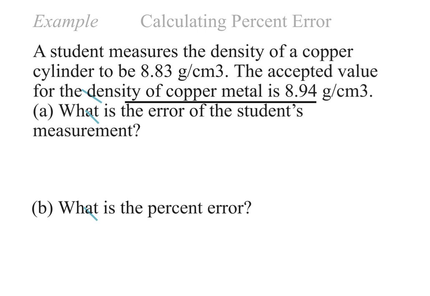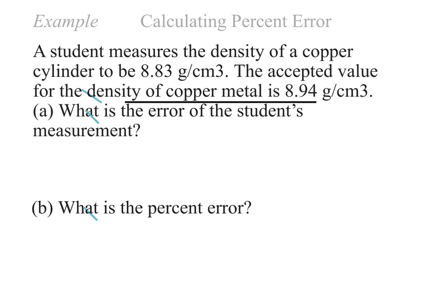It says a student measures the density of copper to be 8.83 grams per cubic centimeter. The accepted value is 8.94 grams per cubic centimeter. What's the error of the student's measurement? And then what is the percent error? The first thing we're going to look at is just the error. The error is going to be what we measured minus the accepted value. And so we are going to take what we measured.